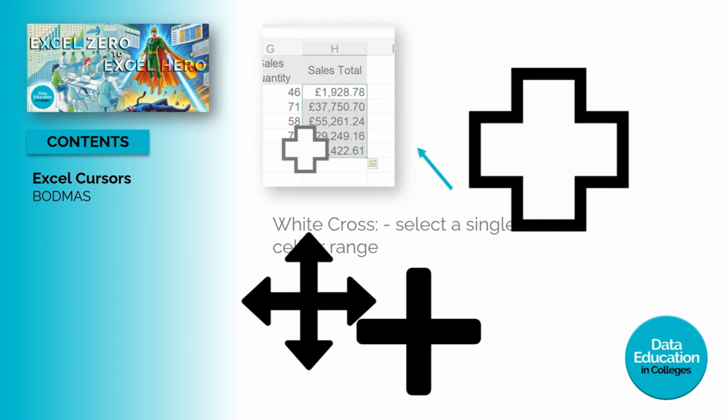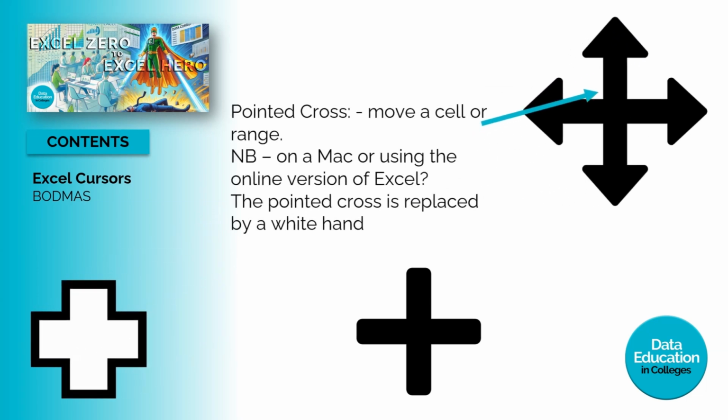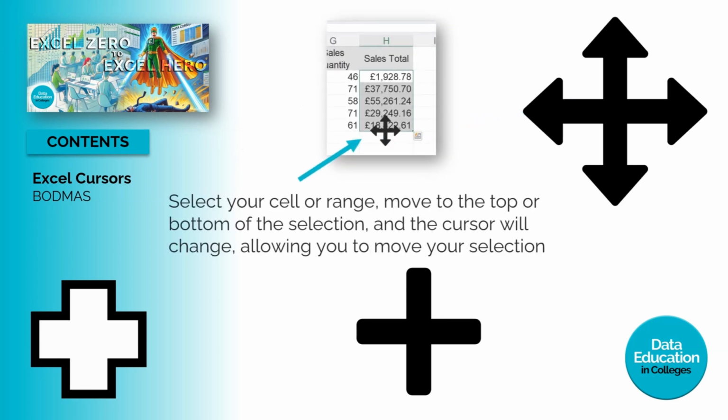Having selected it, we can move it using this pointed cross. Careful though, on a Mac or using the online version, the pointed cross, little white grabby hand, does exactly the same thing. So once you've selected, using your white one, move to the top or the bottom of the selection, and then you can move it to where you want.